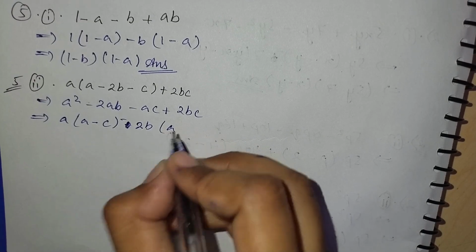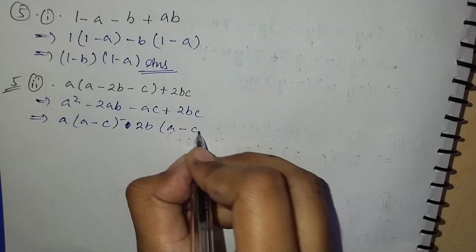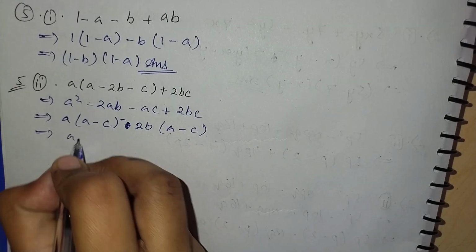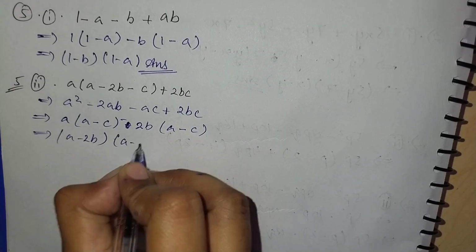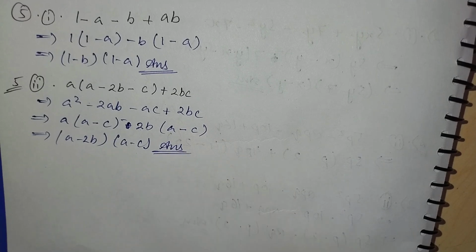Let it take minus 2b. So a minus c here. We can write a minus 2b and here a minus c as the answer in this question.